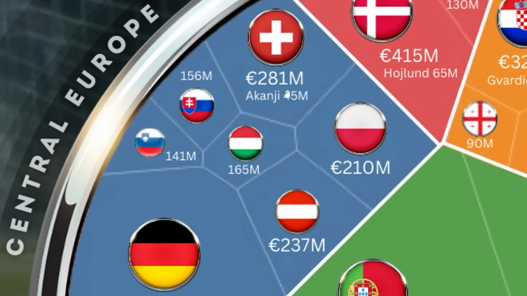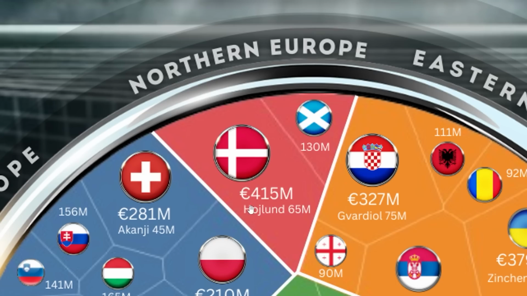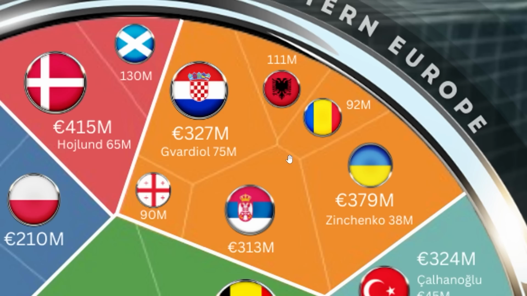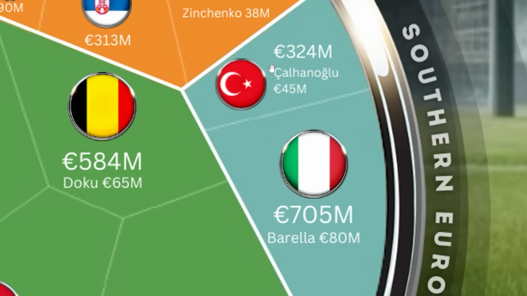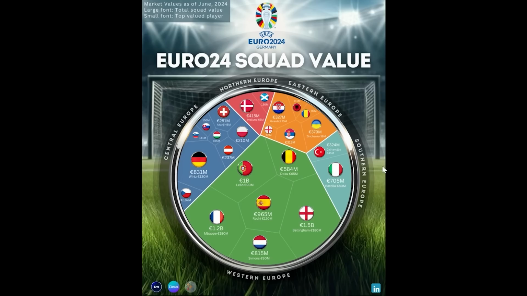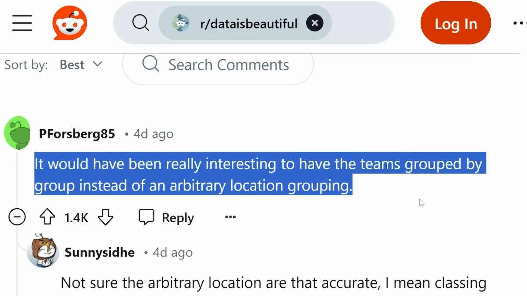Austria and Switzerland, trying. They're relatively smaller countries, but trying their best to pull in a high market value. Northern Europe is just Denmark and Scotland, but that's impressive. Only 2 teams there. Eastern Europe, there's Croatia and Serbia, Georgia, Ukraine made it. Finally, Southern Europe is just Turkey and Italy. Of course, Italy likes their soccer, 700 million. So who's going to win? Would have been really interesting to have the teams grouped by group instead of an arbitrary location grouping. Oh, I was going to say, so those weren't divided by some organization like FIFA or something. That would be crazy, I was going to say.